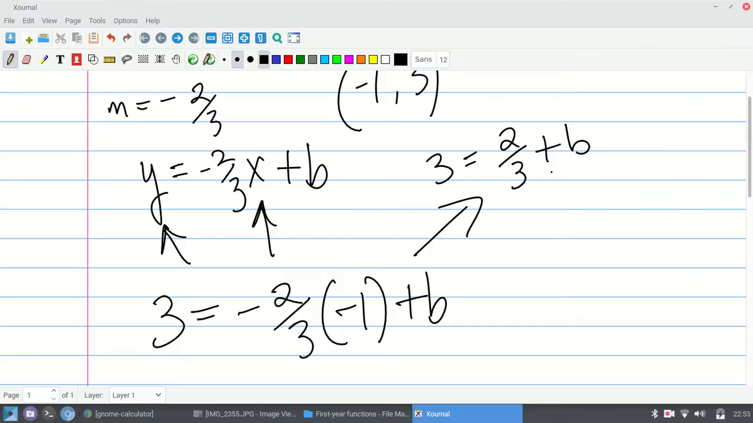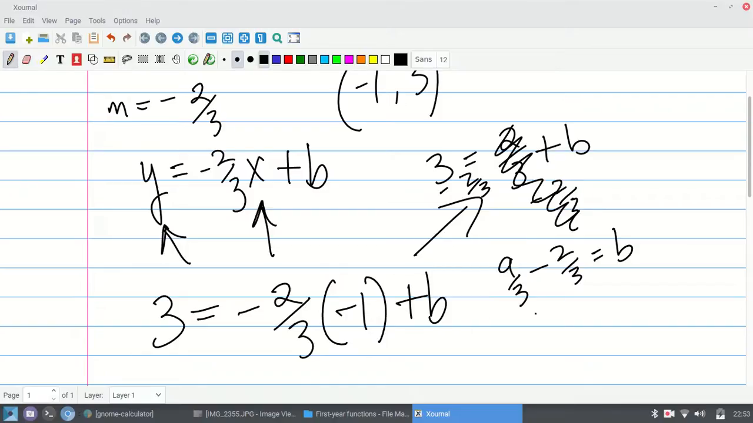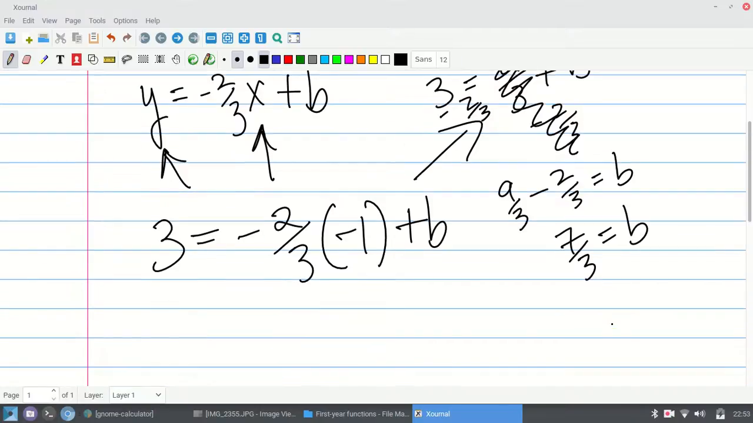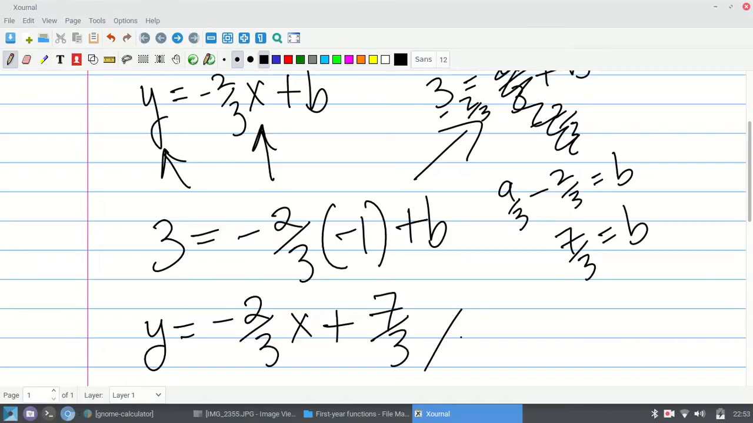I have to isolate for b, so I take away 2/3 from both sides. So 3 minus 2/3 is equal to b. To solve this, I have to remember that 3 can be written as 9/3. So it's going to be 7/3. So my equation is going to be y equals negative 2/3 x plus 7/3. And that's it. I'm done.